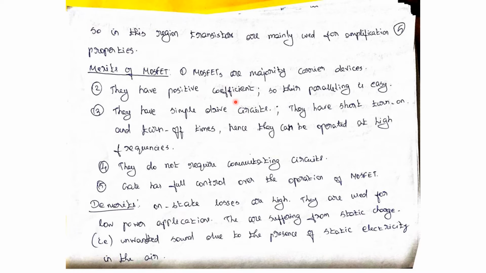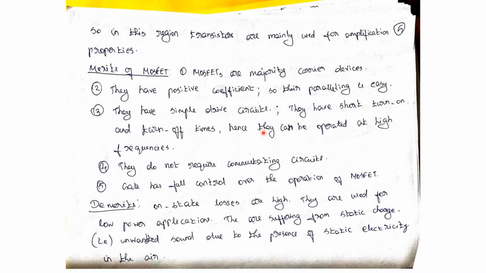Positive temperature coefficient means that if the current increases, the resistance of that junction also increases. So current will select a different path, that is a parallel path, which is in the circuit. Okay, that's why we have written paralleling is easy.